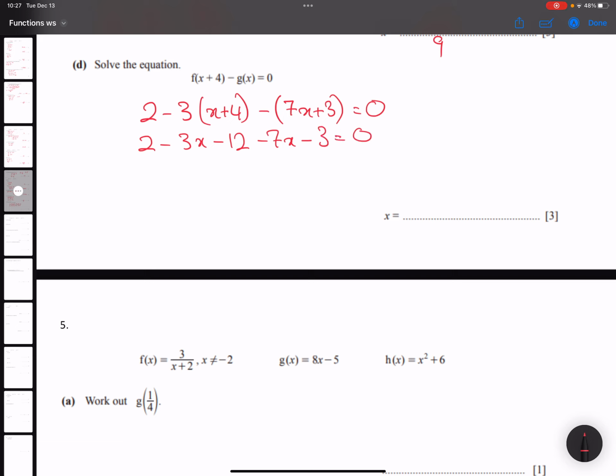Take the x's to one side and the numbers to the other side. So I'm going to say negative 3x minus 7x, that's negative 10x, equals 3 plus 12 minus 2. 3 plus 12 is 15. 15 minus 2 is 13. So x is equal to negative 1.3.